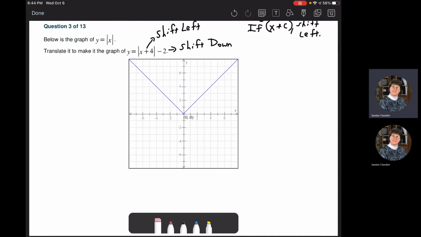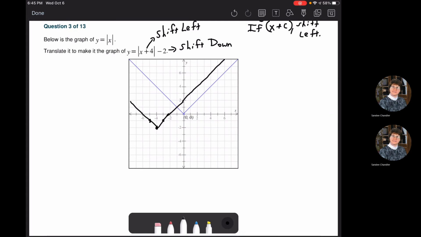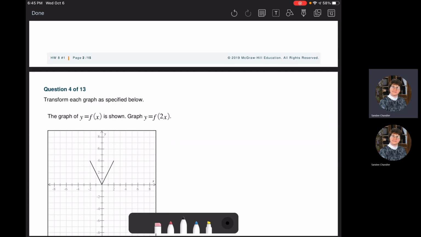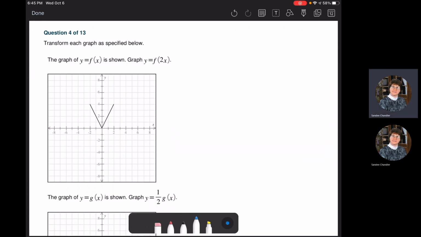All right, so 0, 0 shifts left 4 and down 2. There we go. It's our new point. 1, 1 would shift left 4, down 2, be there. And then negative 1, 1, shift left 4, down 2. So our new graph, and I am drawing this freehand, just so you know, it's the best of my ability. And of course, the graph on Alex would draw better. Transforming these is just glorious fun.